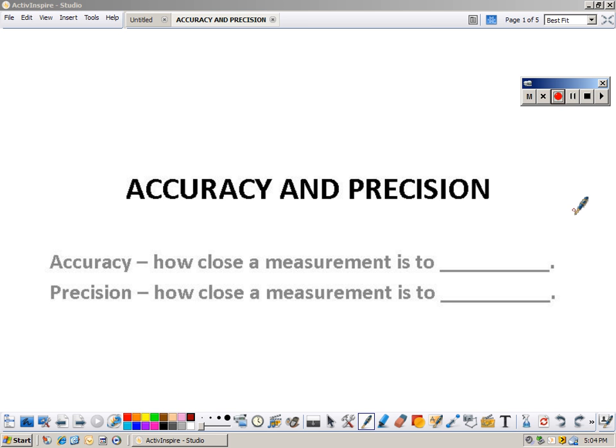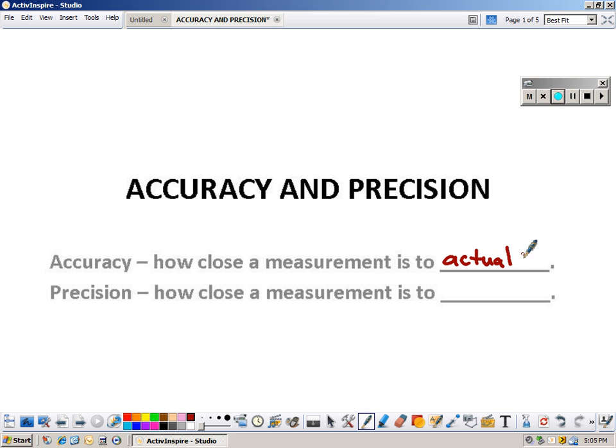Okay, so we're going to review accuracy and precision. So you saw the video that I just showed you a few minutes ago. So you got some kind of idea about what accuracy and precision is. So let's review the definitions. So accuracy is how close a measurement is to the actual or true value.